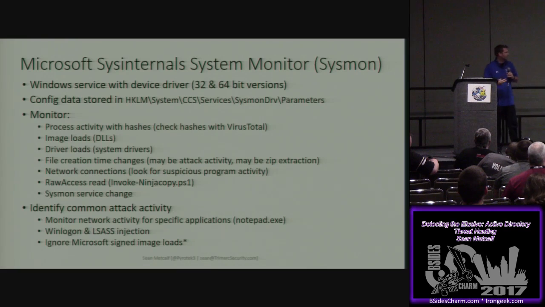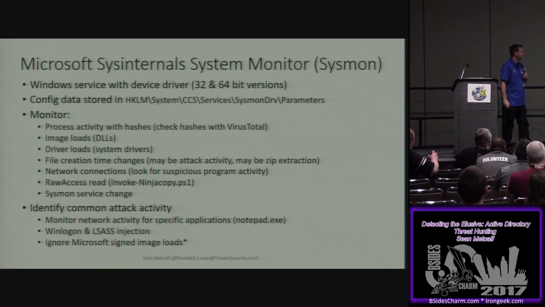There's a number of things here, like process activity with hashes, image load, driver loads, file creation time changes, network connections. Network connections is the one that I really like about Sysmon. We can also look for injection into WinLogon and LSASS. We can look at raw disk pulls from the file system. So, for example, Invoke-NinjaCopy is a PowerShell tool that can actually pull the ntds.dit file off the domain controller while it's running, because it's doing raw access reads off of that file system.